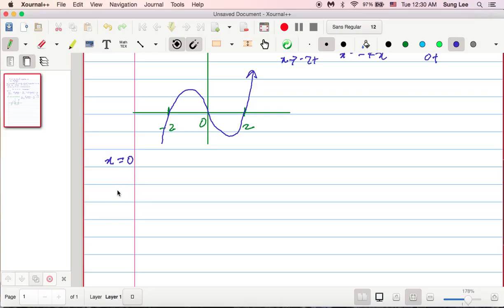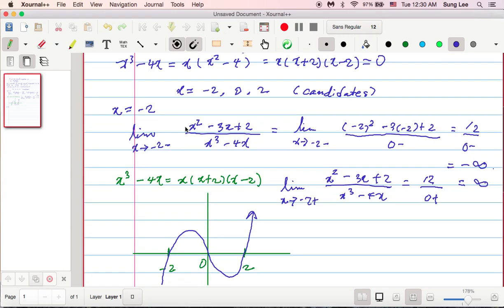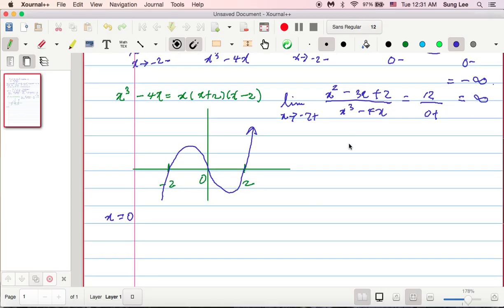Okay? Before we go on, so this is a vertical asymptote. Good. So far, so good. So x equals 0. To see that we do the same thing here, okay? We are going to do the same thing.